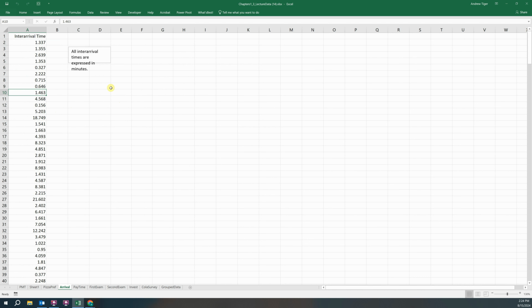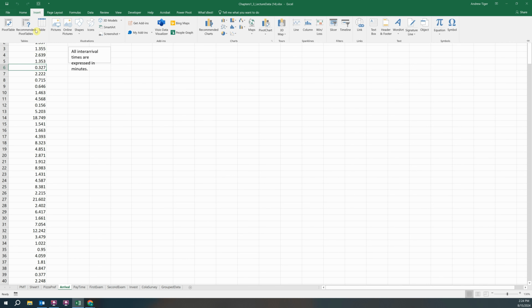So if someone arrives at a bank, and then 1.337 minutes later someone arrives, and then after that person arrives, 1.355 minutes later, someone arrives. So these are time between arrivals, or inter-arrival times.